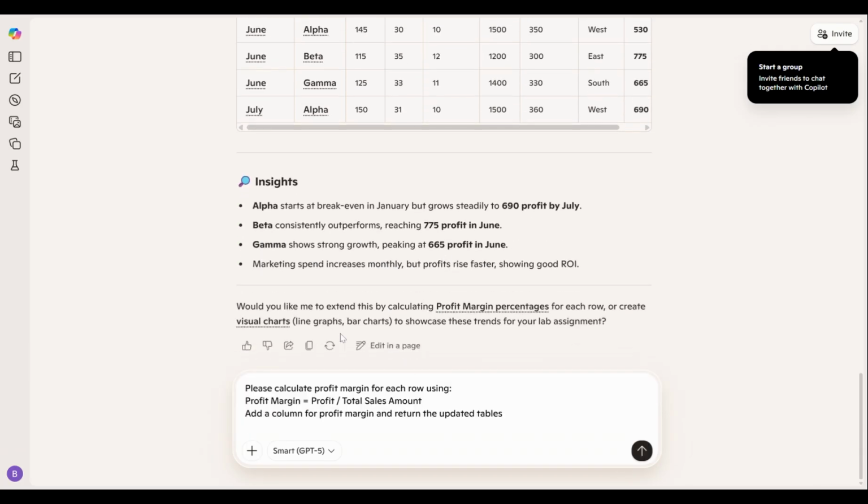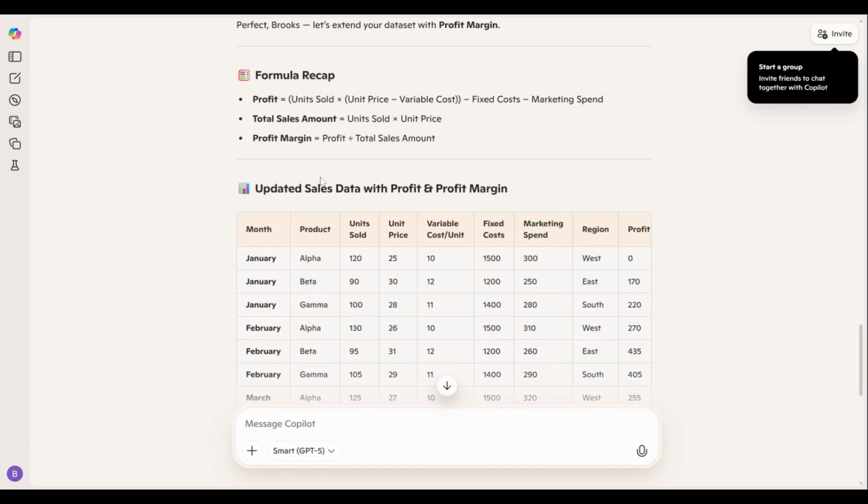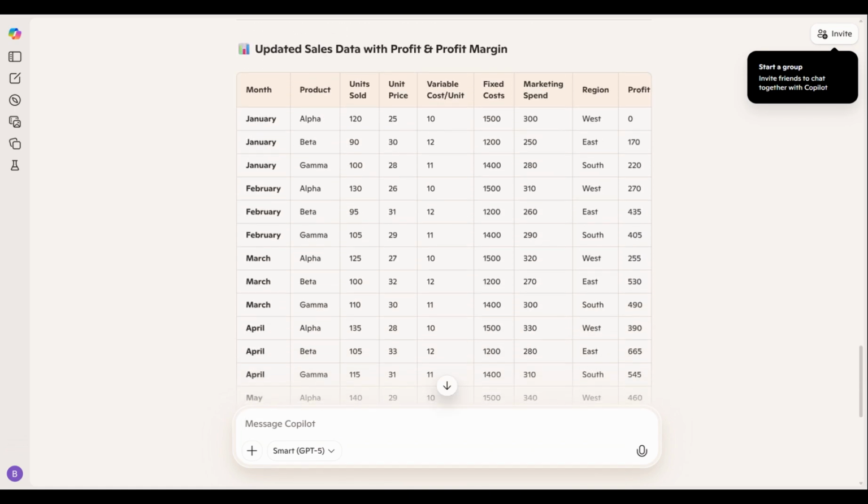Now we're going to ask it to calculate profit margin for each row, and the formula would be profit margin equals profit divided by total sales amount. And we're going to also ask it to add a column for profit margin and return the updated tables. So now we got the updated sales data table with profit margin.